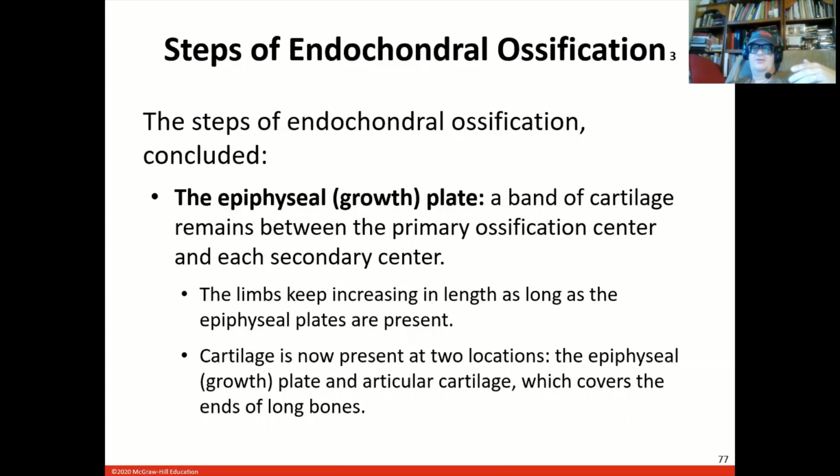When the bone is ossifying faster than the cartilage is being made, you're going to run out of cartilage. What that means is as you get older, the growth plates close. And once you've replaced it all with bone and you just have the epiphyseal line, you've stopped growing. And let's move on.